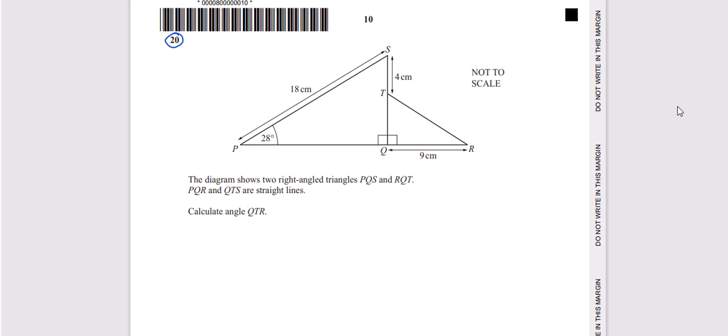Question number 20. The diagram shows two right angle triangles PQS and RQT. PQR and QTS are straight lines. Calculate the angle TQR. We have to calculate this angle. To calculate this angle we should first have this side's length. So first of all we use this triangle.